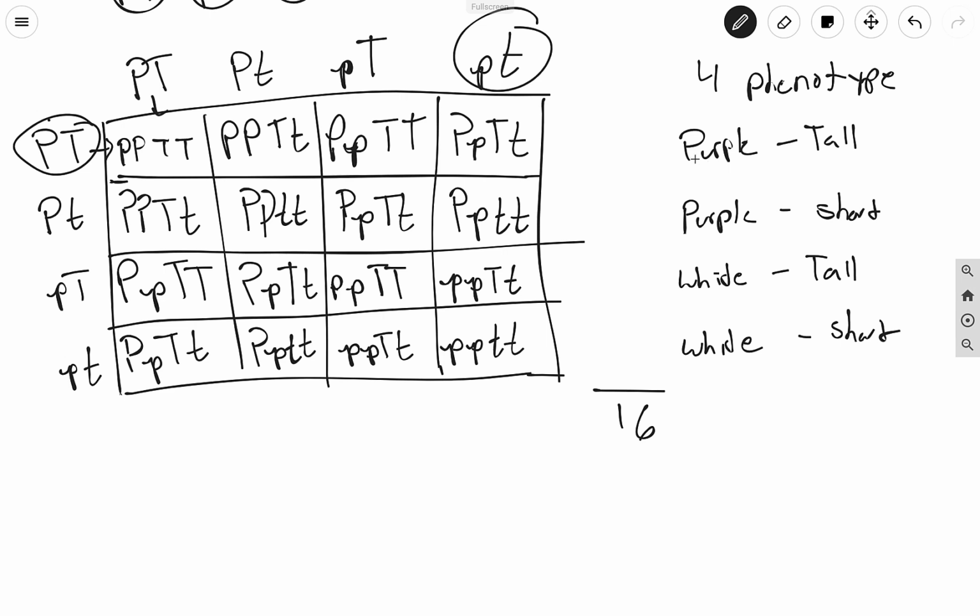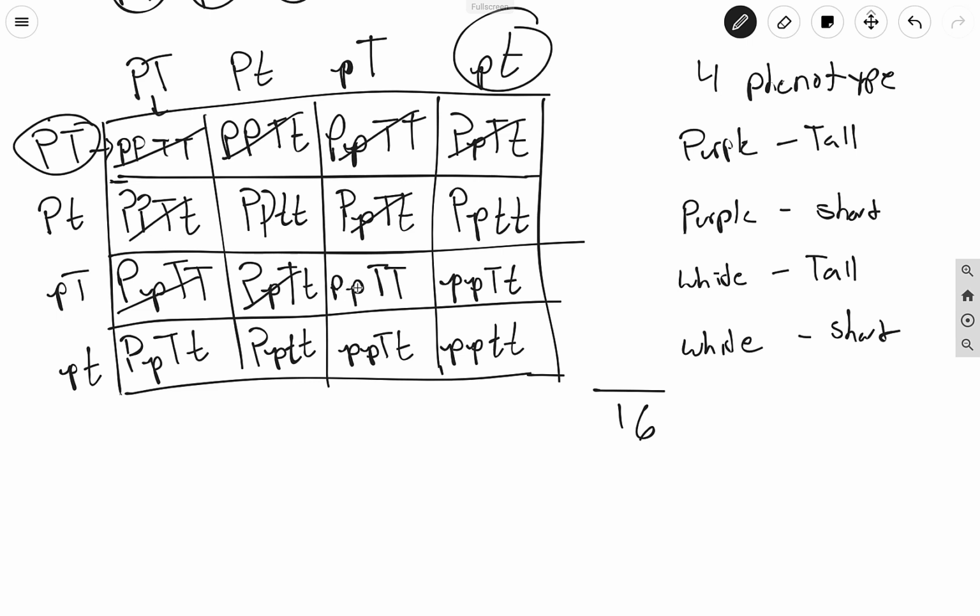So let's start with finding all of the plants that are purple and tall. This means that they have a capital P and a capital T. They can be homozygous dominant for both, like this one here, big P big T's, or they could be heterozygous. This one's purple and tall. Purple, tall, purple, tall, tall. This one here is purple, but it's short. This one's purple and tall. This one also is purple and short. This one's purple and tall, purple and tall.